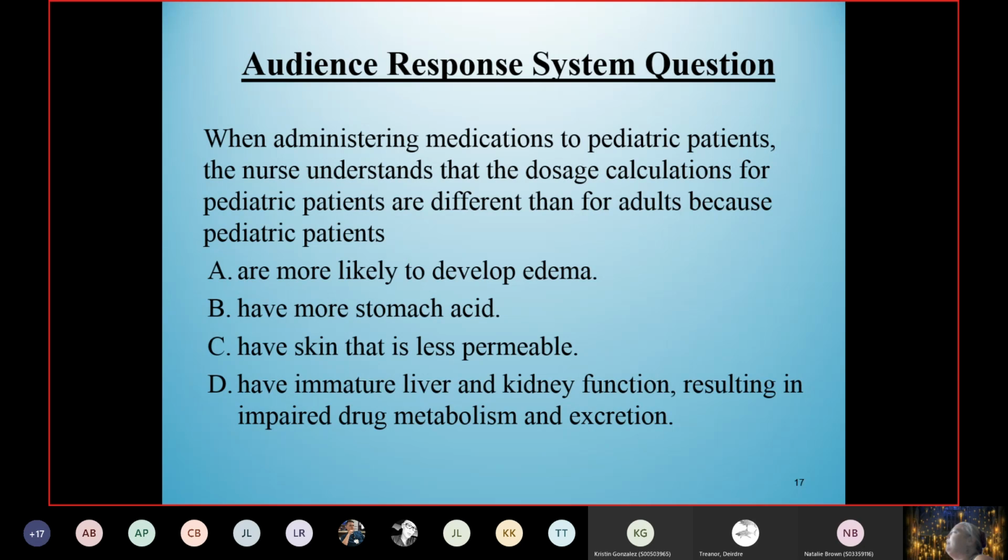All right, when administering medications to pediatric patients, the nurse understands that the dose calculations for pediatric patients are different than adults because pediatric patients are A, more likely to develop edema, B, have more stomach acid, C, have skin that is less permeable, or D, have immature liver and kidney function, resulting in impaired drug metabolism and excretion.